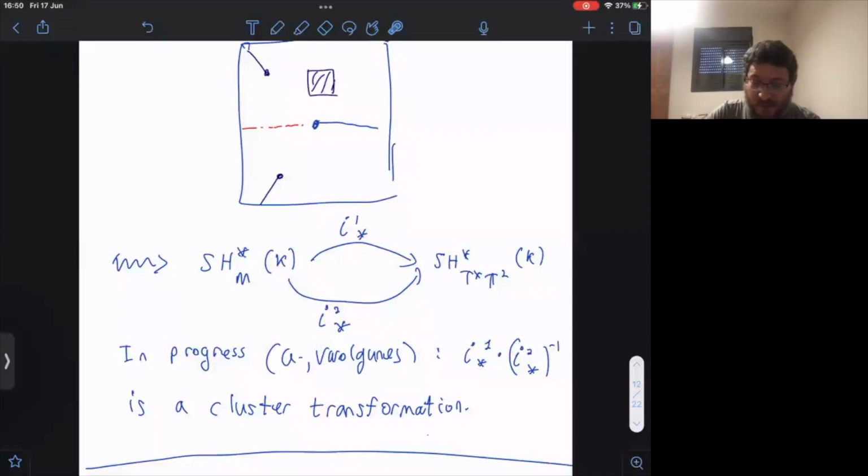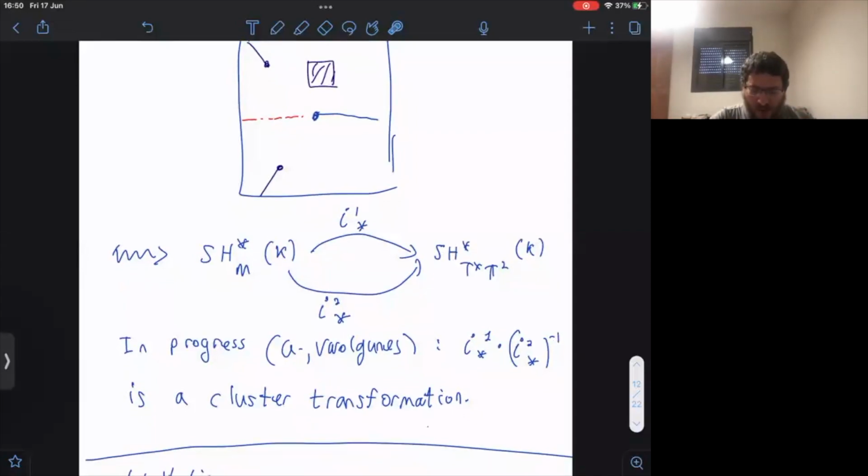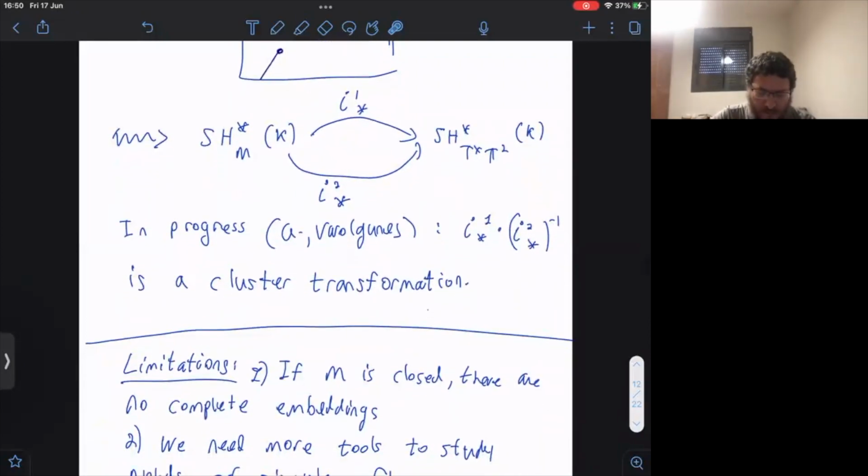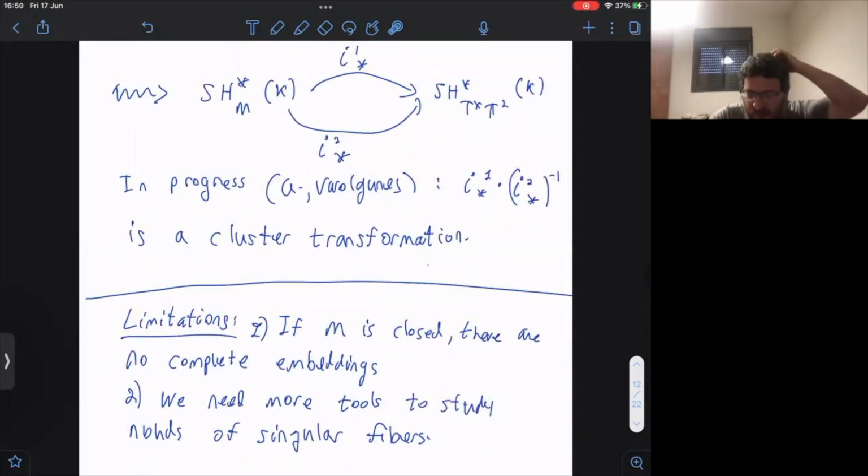involves complete embeddings. Now, I want to also say something about a different type of locality result. So this locality result has two limitations. One is that if you have a closed manifold, then you don't have any complete embeddings, because by definition, a complete embedding, like a geometrically bounded symplectic manifold, always has infinite volume.